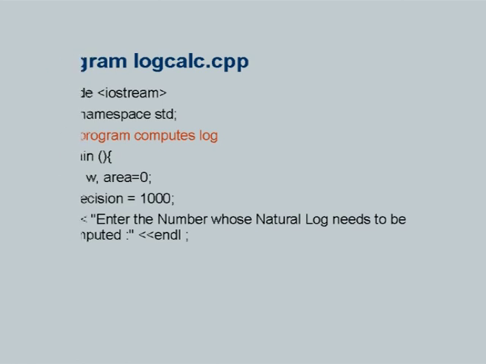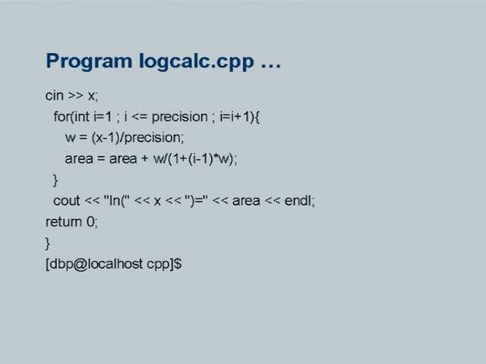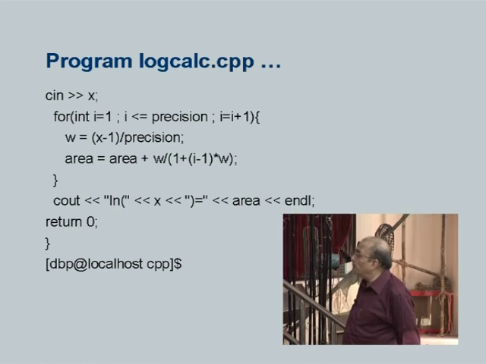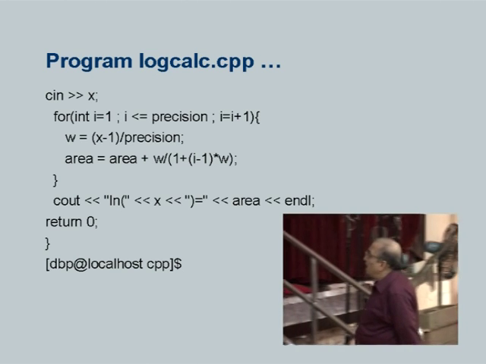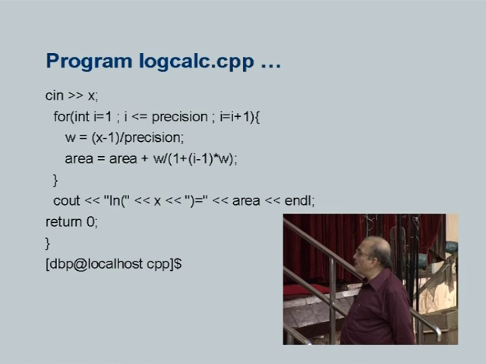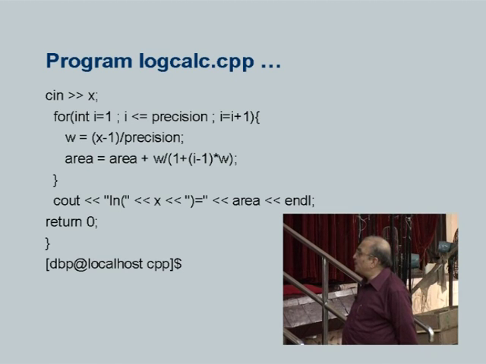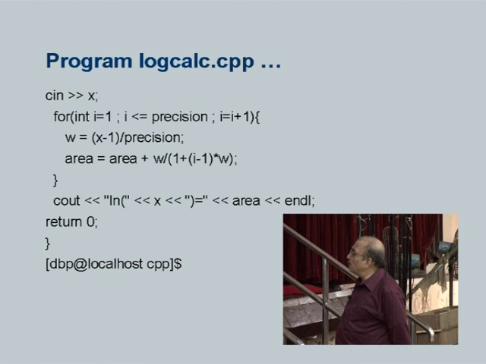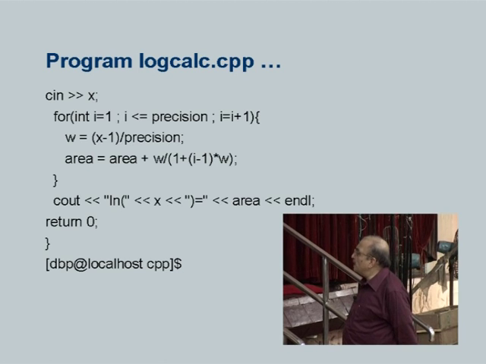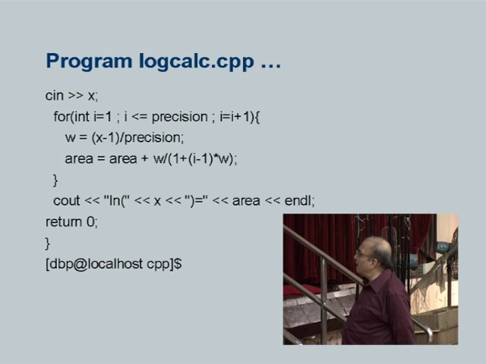Next, please. Here is a program. Again, as I said, we will revisit this program later, but just for curiosity's sake, this is how logarithm will be calculated. So I ask Dumbo to get an input from me for a value x. x is the number whose logarithm I want to compute. And then there is a for or repetition loop: for int i = 1, i <= precision, i = i + 1. And then the repetitive action for this iteration is w = (x - 1)/precision, area = area + w/(1 + (i - 1) * w).